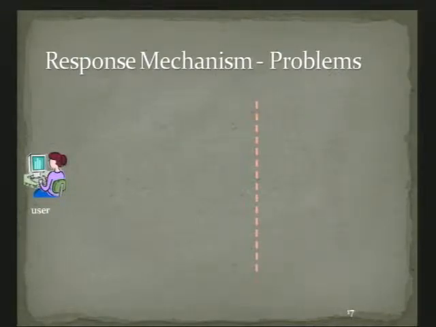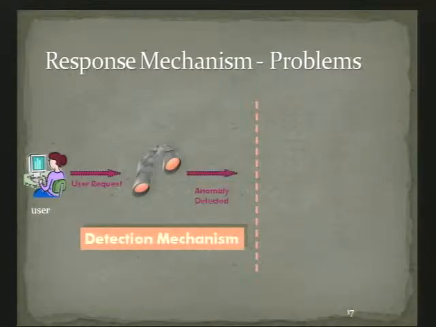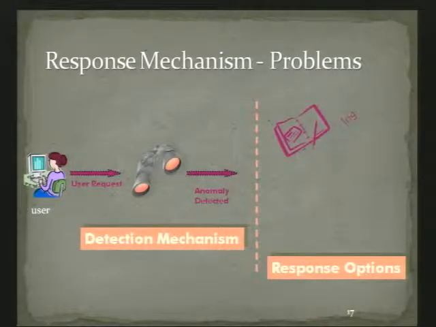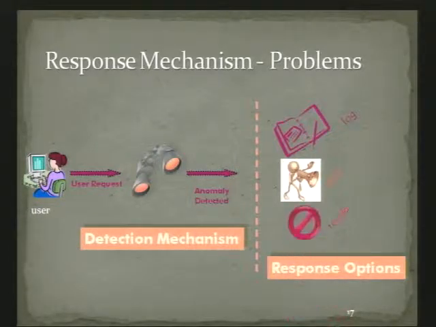Let's say you have a user who submits a request, and the detection mechanism detects that it's an anomaly. Now, what are the response options available to the response mechanism? It can log the request and that's it. It can send an alert to the administrator. Typically these two are the most popular response actions. Or, going further in the context of a database system, you can immediately revoke the access of the user. You can abort the current transaction.